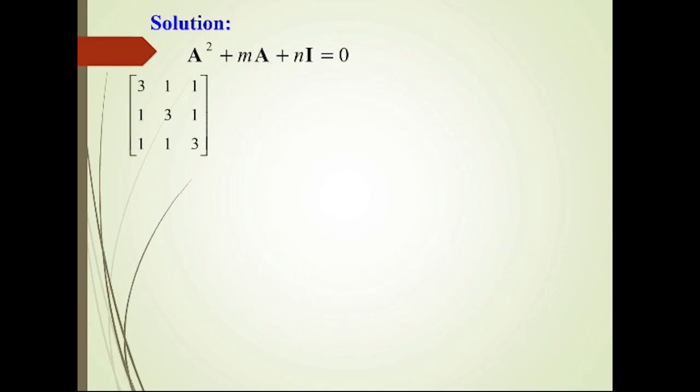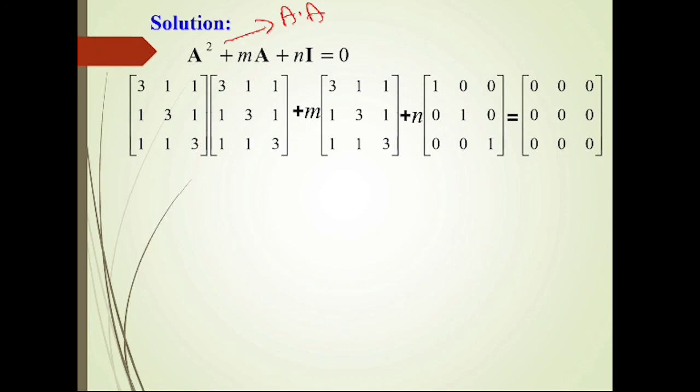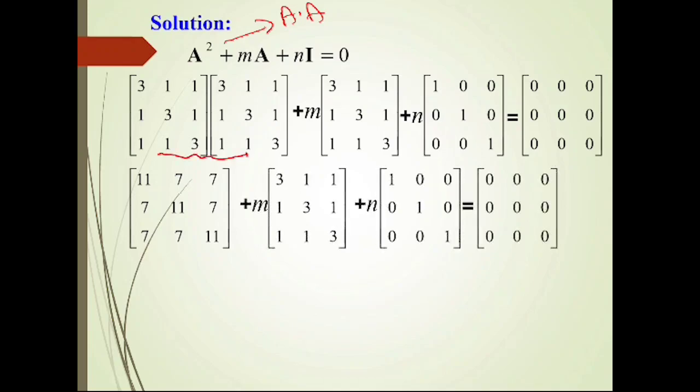Write your matrix A. A squared means we have to multiply matrix A with matrix A. So write A and A next to each other. m is just a scalar multiplied with matrix A, plus n is just a scalar multiplied with the matrix I. Remember, identity matrix looks like this, and it's a 3 by 3 matrix. 0 is just a 0 matrix with all zeros. After you have multiplied A with A, that will be your answer, and then write the rest next to it.